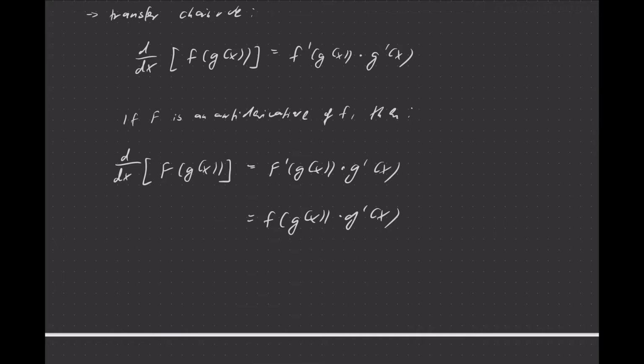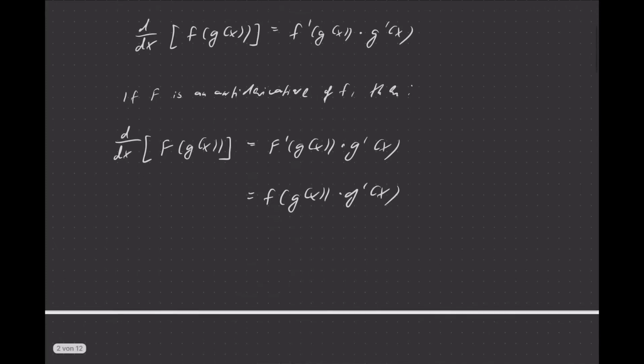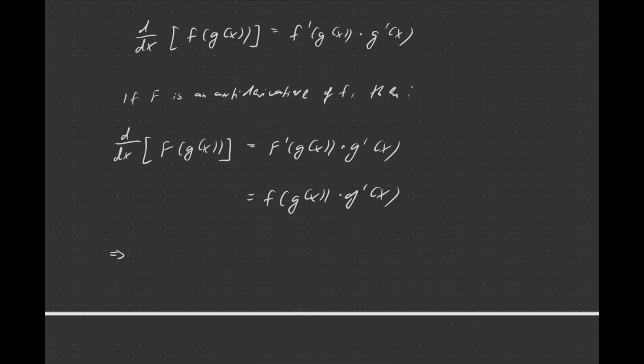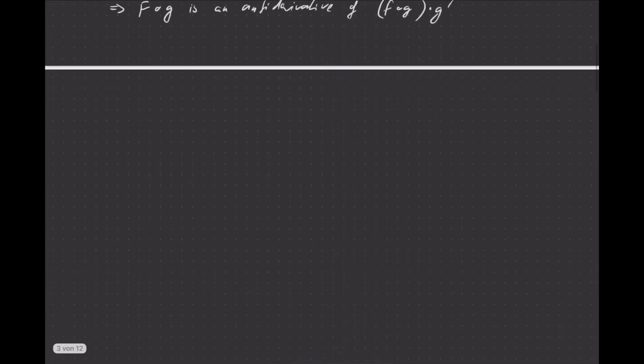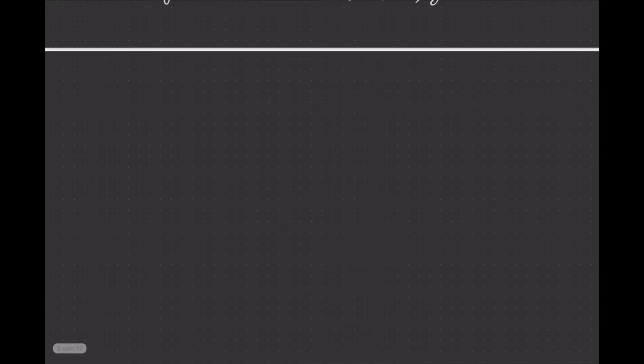And that means we can use that relation to formulate another rule of integration. So in particular, the function capital F after g is an antiderivative of small f after g times g prime. And that's basically the content of this so-called integration by substitution rule. Now formally, the theorem looks like this.